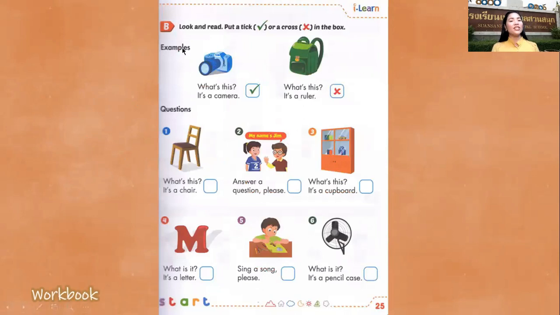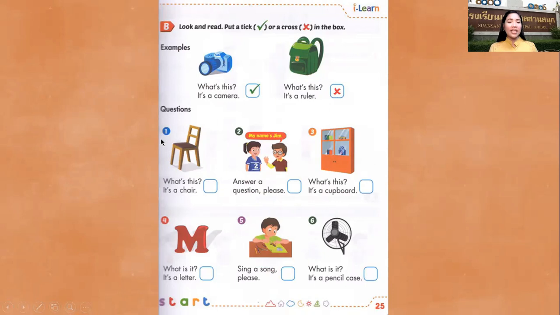Letter B, page 25. Look and read. Put the tick or a cross in the box. Examples. Number one example is, what's this? It's a camera. Is it a camera? Yes, so it's a tick. Number two example. What's this? It's a ruler. Uh-oh. No, it's not a ruler. So it's an X or a cross.